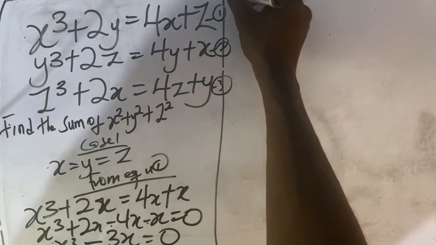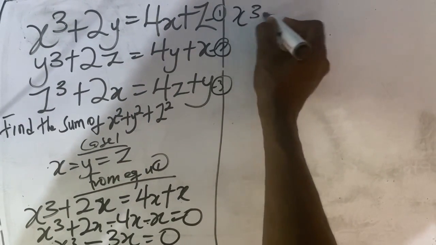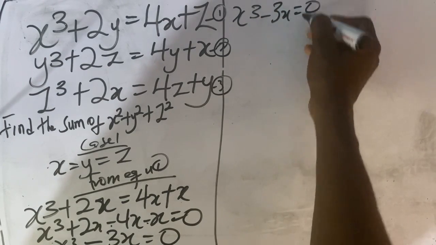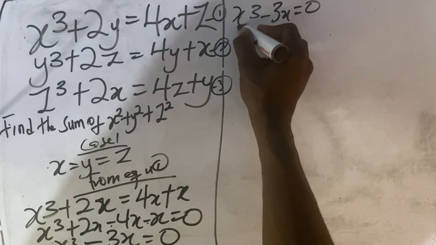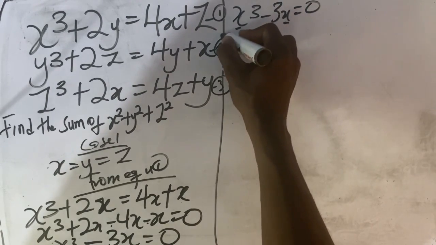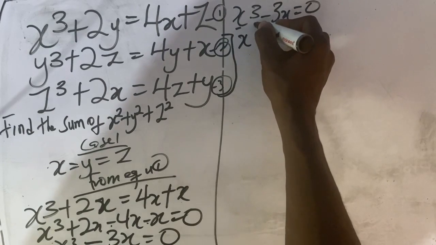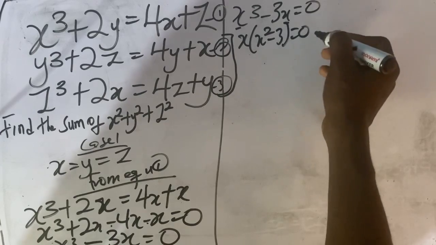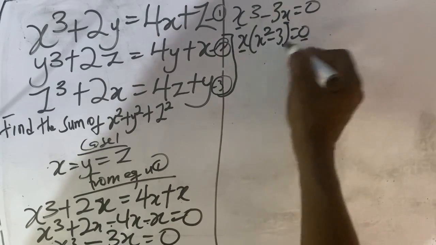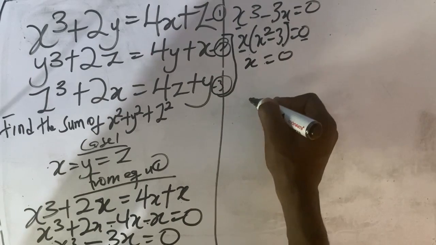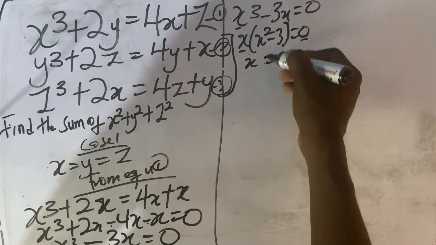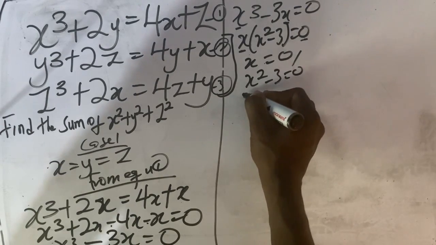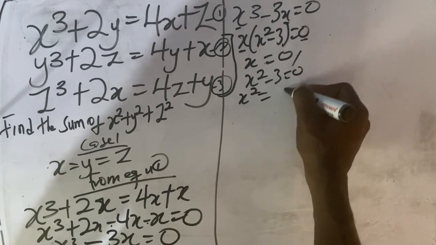So we just have x cubed minus 3x equal to 0. How do we find x? Remember that I have x here and x here. I can factorize them out. So I have x into brackets x squared minus 3 being equal to 0, and then from here x is equal to 0. That will be the first possible value of x we can get here. And then we have x squared minus 3 equal to 0, and then x squared will be equal to 3 as 3 goes to the other side.